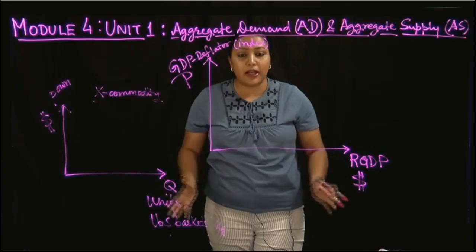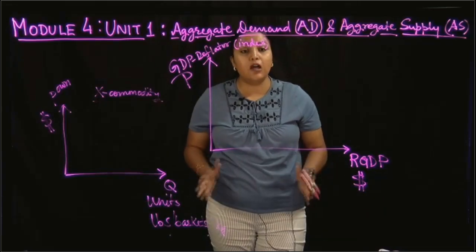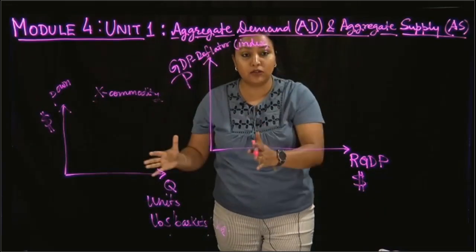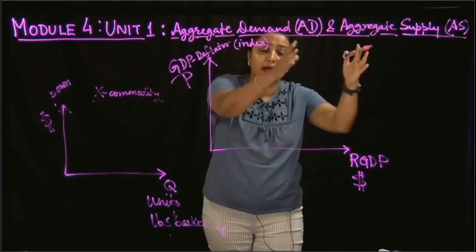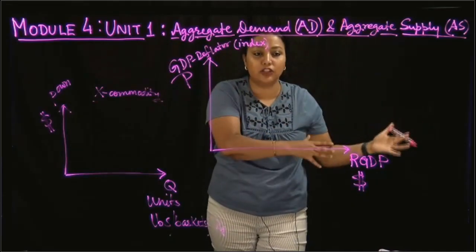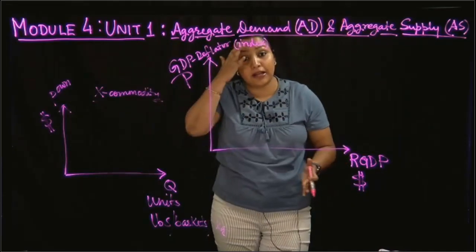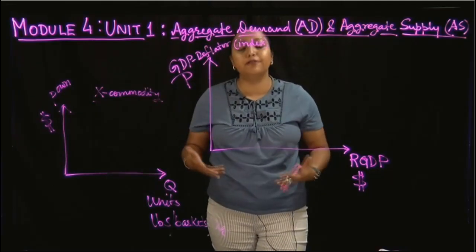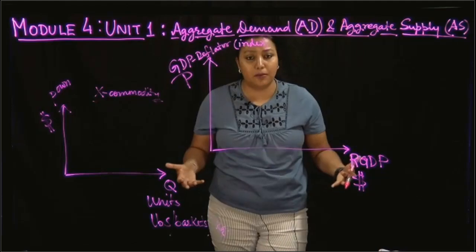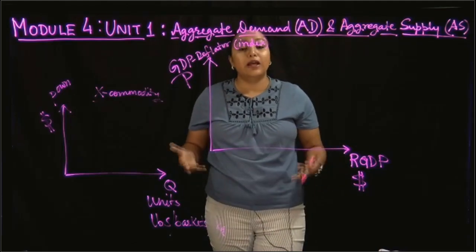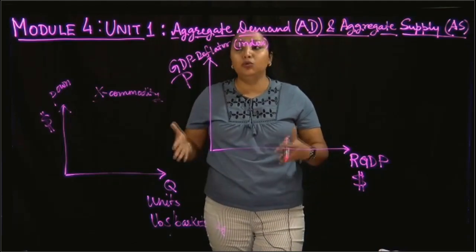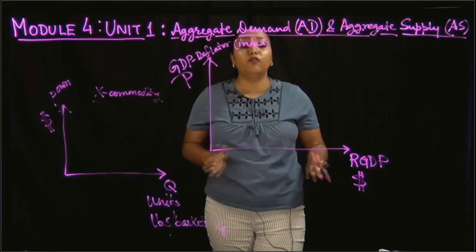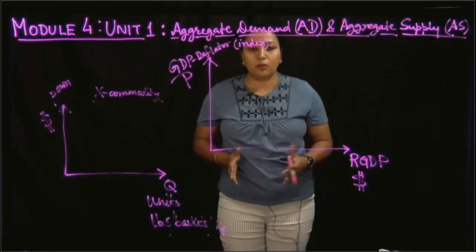This is the diagram for the entire macroeconomy where you are looking at all goods and services produced in the economy. In the next video we are going to first look at aggregate demand in isolation, then move to aggregate supply and look at that in isolation, and then bring the AD and AS together and look at the macroeconomic diagram for the aggregate demand and aggregate supply model. That's what we are going to do in this module, and then in unit 2 of module 4 we will move on to the macroeconomic policies.